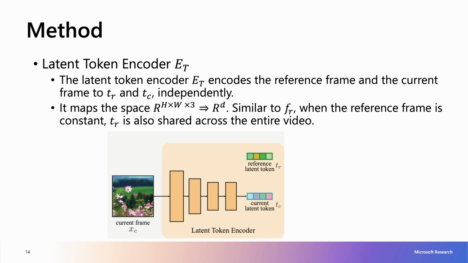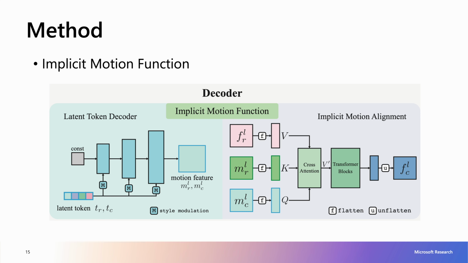The latent token encoder, ET, encodes the reference frame and the current frame to TR and TC independently, with the latent token TR and the appearance feature FR extracted from the reference frame. The target of IMF is to obtain the appearance feature FC of the current frame from its latent token TC.